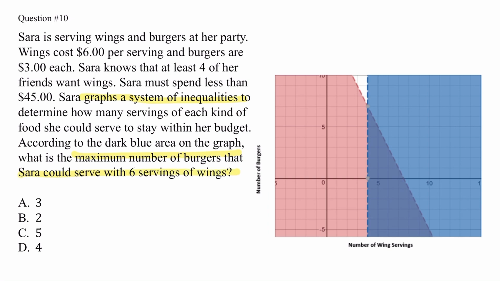So this dark blue region right here is going to be where the solutions to our inequality are. If she's serving 6 wings, this goes by 1, so here's where we have 6 wings. When she has 6 wings, the most number of burgers that she could serve, since burgers is Y, is going to be right here. That is the value of the most number of burgers that she can serve. So she can serve no more than 2 burgers with 6 servings of wings.